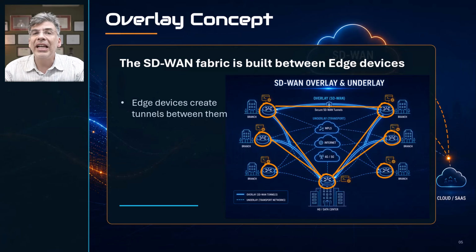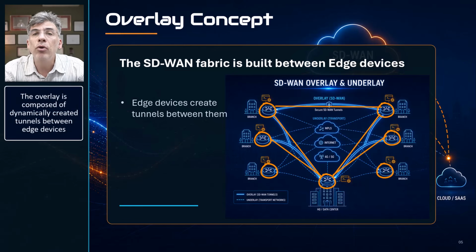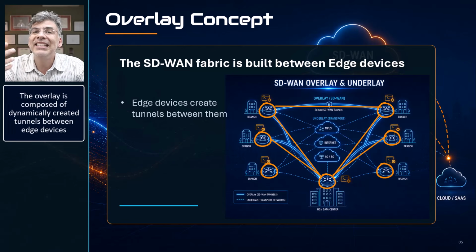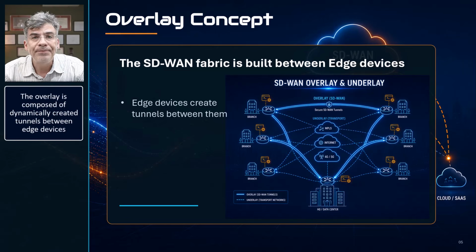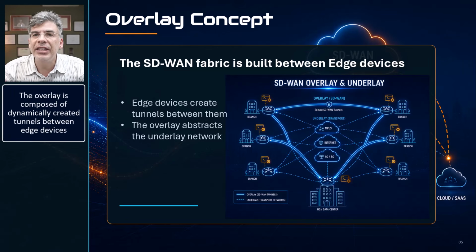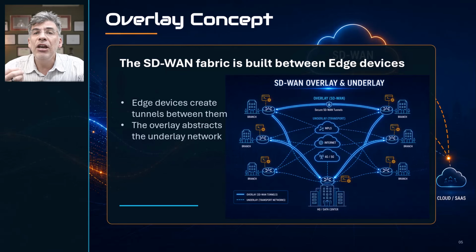So although the underlay is composed of physical devices and links, the overlay is composed of dynamically created tunnels that traverse all of this like a cloud. There is a level of abstraction here that takes place. The overlay says, I want to get to that edge device, and it does so over the established tunnels. But the tunnels are routed over the physical underlay infrastructure based on established policies.